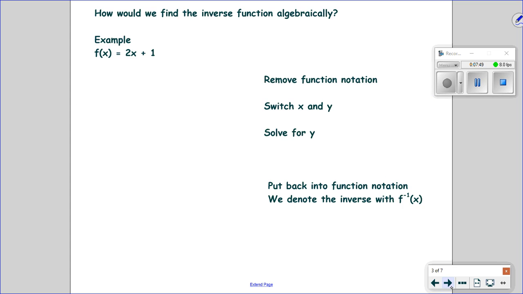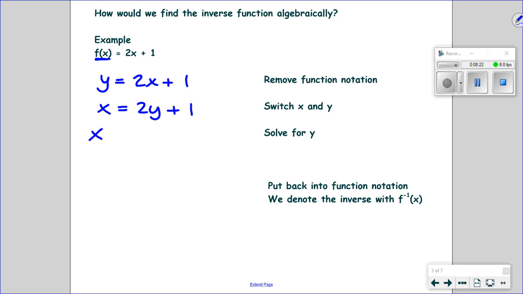All right. Now, how do we find the inverse function algebraically? So, what if we're given an equation instead of a graph? Well, again, remember, it all boils down to switching x and y. So what we would do is first remove the function notation. So we'll just replace f of x with y, which we can do because remember they're equal. Then we'll just switch x and y, meaning we're going to write them in place of each other. And then we'll just solve for y.